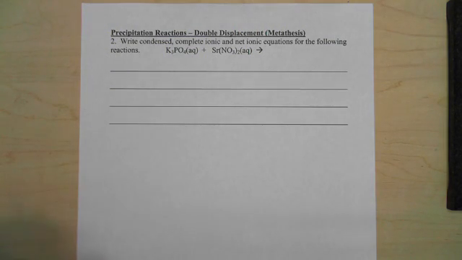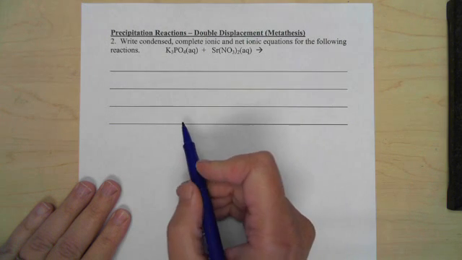This is the second double displacement or metathesis reaction where we're going to produce an insoluble compound. Now this reaction here has potassium phosphate and strontium nitrate. And what we're going to do again is change partners. So let's look at it.